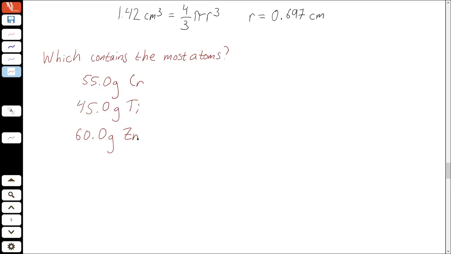Titanium's atomic mass is about 48, and we've got about 45. So you've got just under a mole of titanium. For chromium, it's about 52, and we've got about 55. So we've got just over a mole of chromium. And zinc is 65, and we've got 60, so we've got under a mole. So the only one that's over a mole is the chromium. And so that one must contain the most atoms, because it's the only one that's more than a mole. So we can figure that out without doing the calculations.